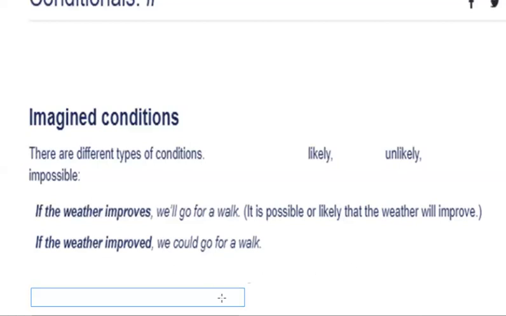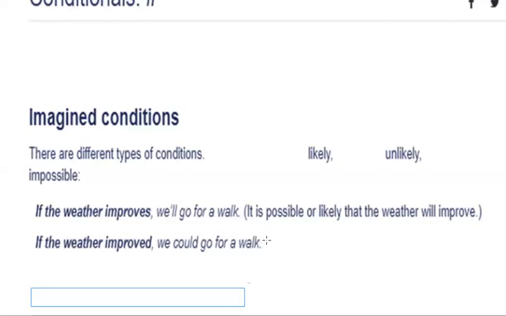And I want to explain here that in order to make the likely situation, the first part of the sentence has to be in the present indefinite, and the second part in the future indefinite. First part in the present indefinite, second part in the future indefinite. Similarly, in order to make the second condition, if the weather improved, the first part has to be in the past indefinite, and the second part has to be made with the modal verb, which is could, and with the first form of the verb, which is go.